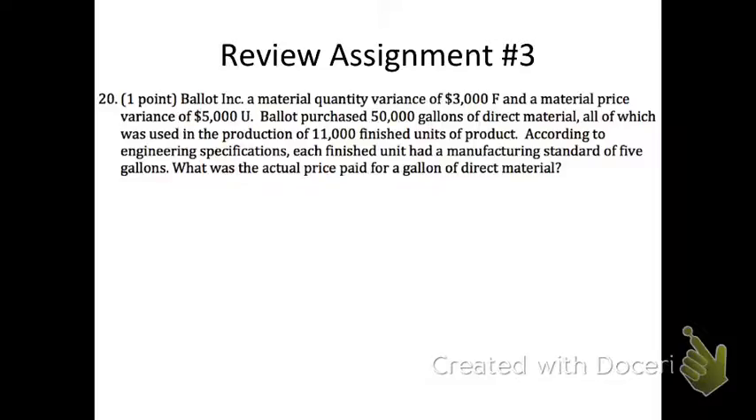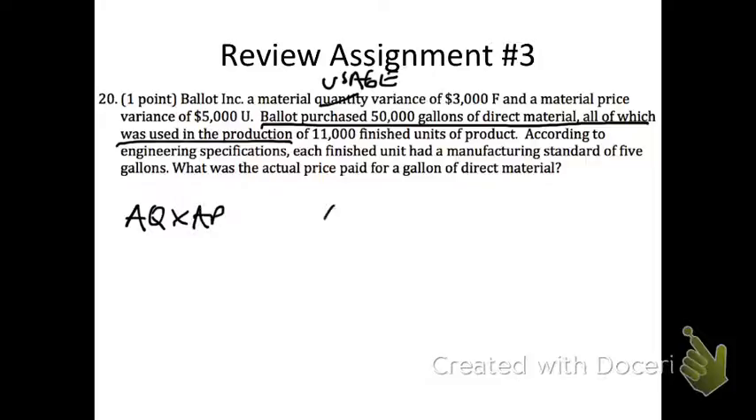So here I have materials, so I'm working with material variances. I have a quantity, or this is also usage, material usage variance of 3,000 favorable and the price variance of 5,000 unfavorable. And here I know that they purchased 50,000 gallons of direct material, all of which were used in production. So that's important, because what I can do here now is I can say actual quantity times actual price compared to actual quantity times standard price.